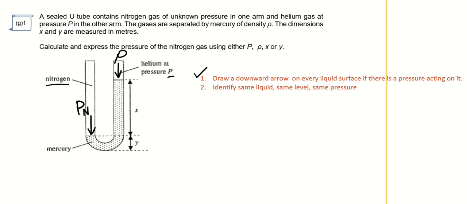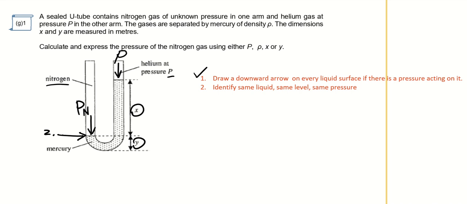Next, we need to identify where we have same liquid, same level, same pressure. Of course, there are a lot of places where we have the same liquid, and in fact they may even be at the same level, and therefore at the same pressure. But I also shared in class that you need to choose wisely based on the dimensions that are given. In this case, I will choose this place, because later on I have my X and Y to help me. This is the place where we have same liquid, same level, same pressure.